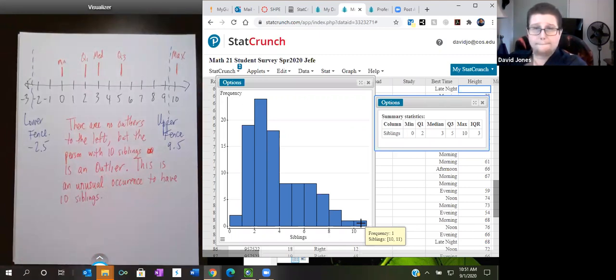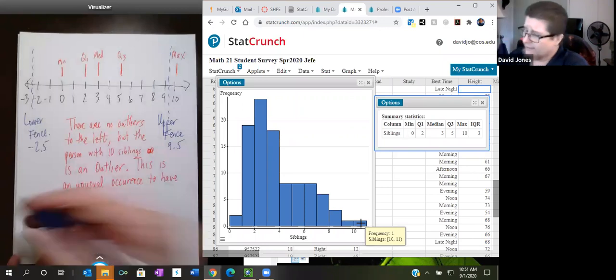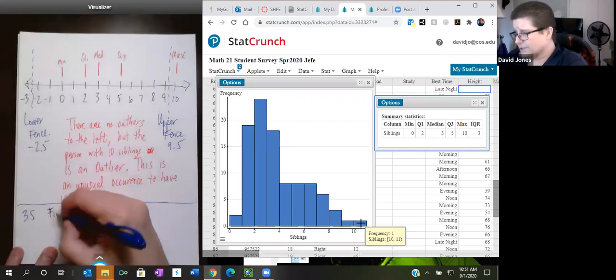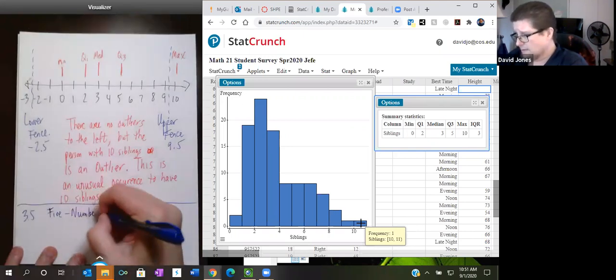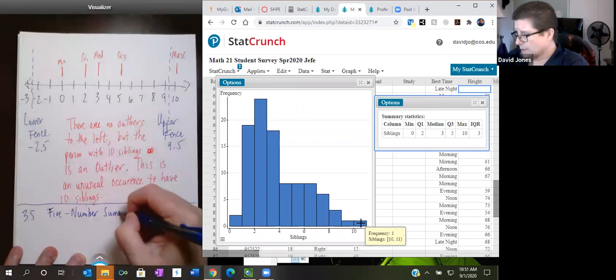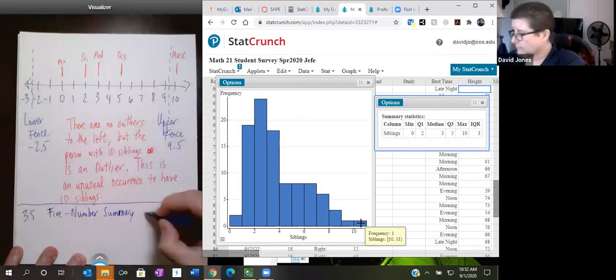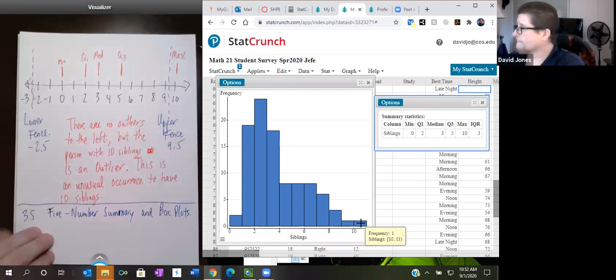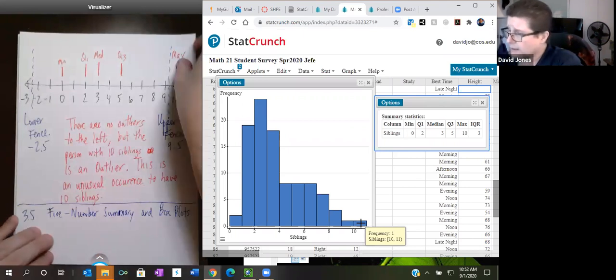All right. Check this out. I just illustrated all that. Let's do a box plot. So 3.5 is on the 5-number summary and the box plot. Okay. Let's do that here.